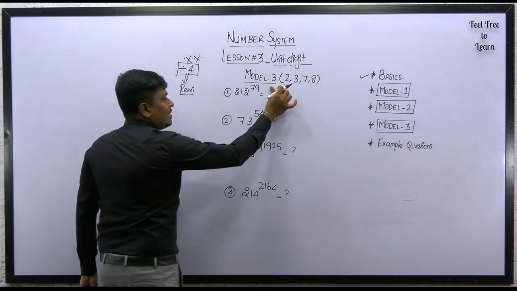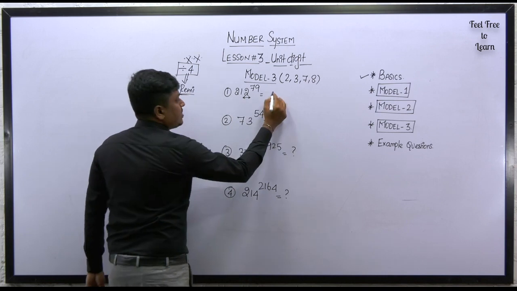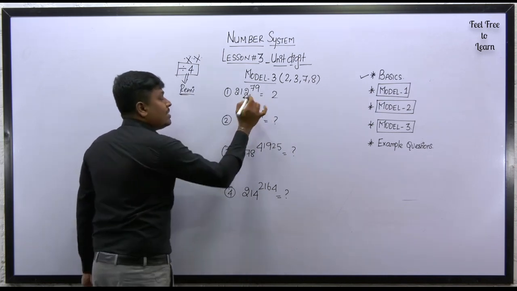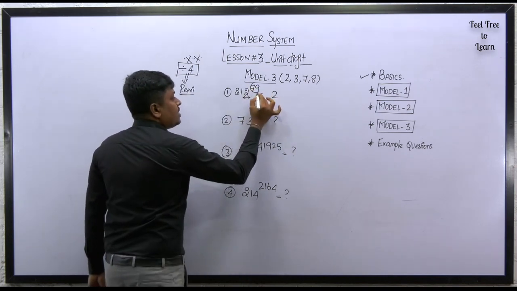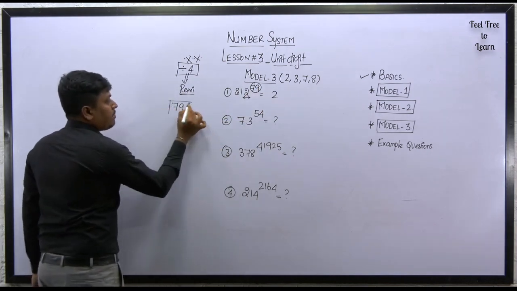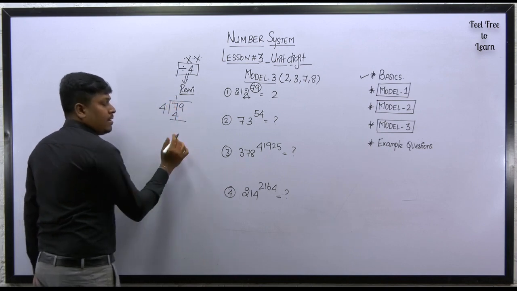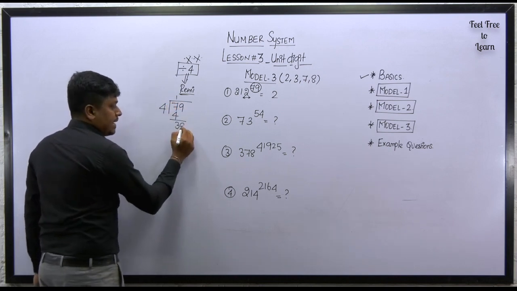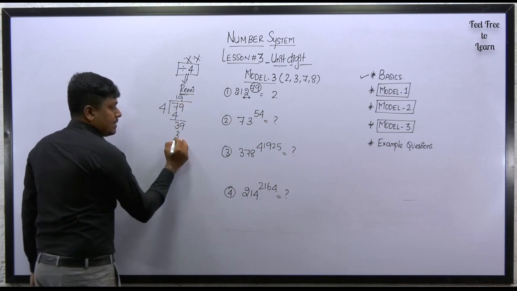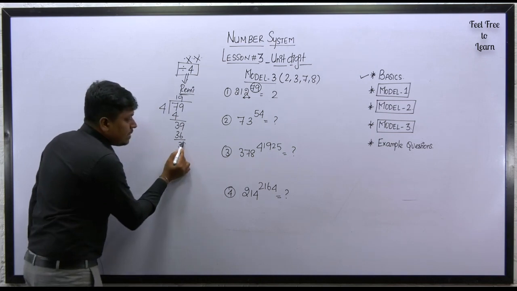Step number 1. Just see what is the last digit of this number. 212, the last digit is 2. So now what you need to do is see the power. What is the power here? The power is 79. So divide this 79 by 4. Got it? 1 4 is 4. Remaining will be 3, so 39. 9 4s are 36. The remainder is 3. Just listen carefully. What is the remainder here?